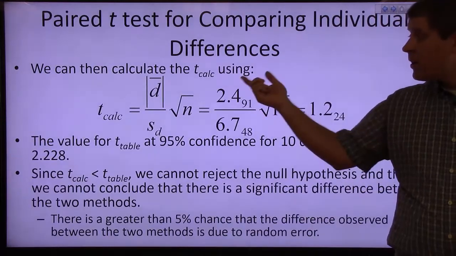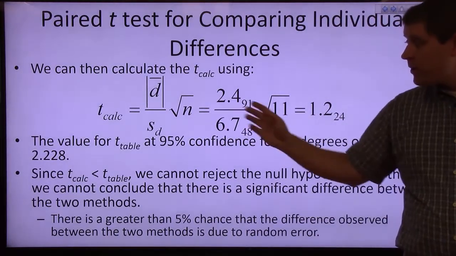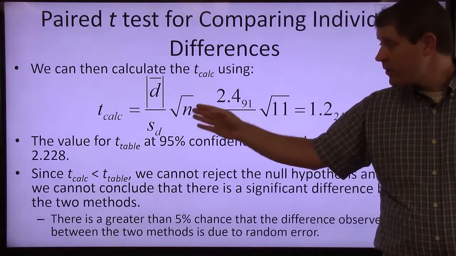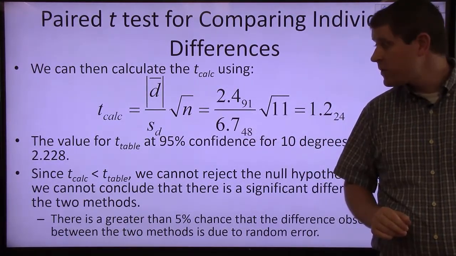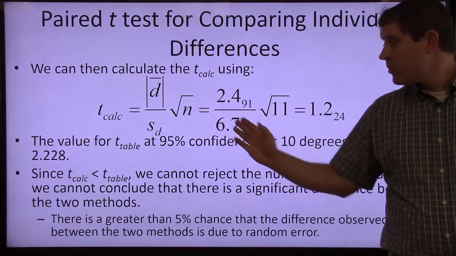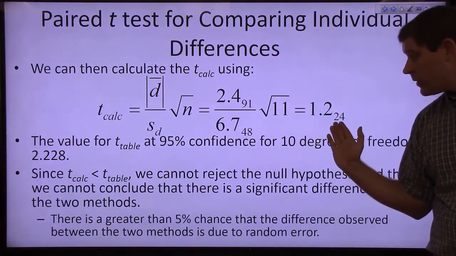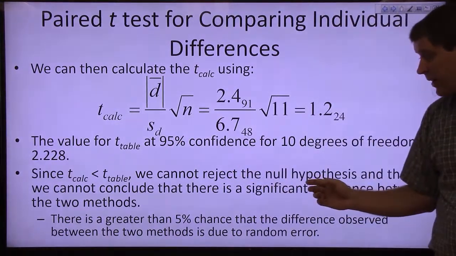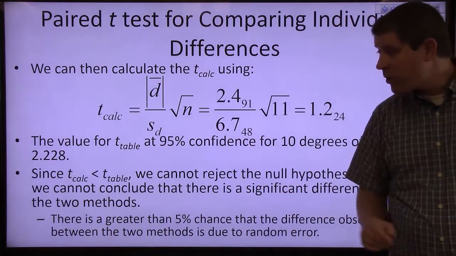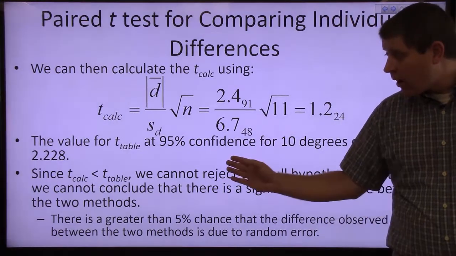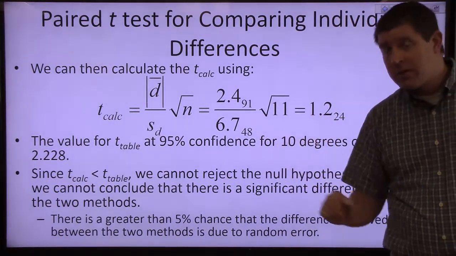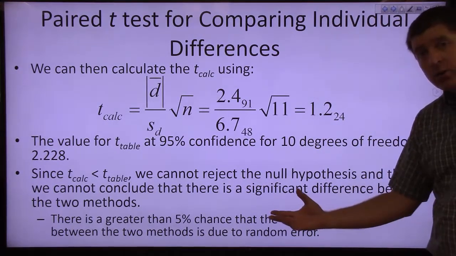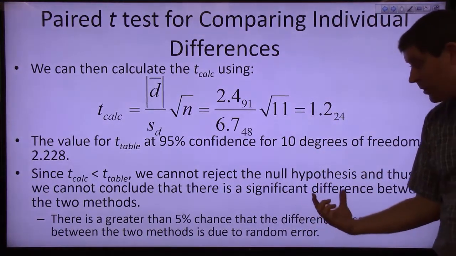We can then calculate our t value using this equation. So t calculated equals the absolute value of the difference divided by the standard deviation of our differences times the square root of n, which in this case then gives us 1.224. Now the value for t from our table at 95% confidence for 10 degrees of freedom is 2.228. And since our t value here is less than the t value from the table, we cannot reject the null hypothesis, and thus we cannot conclude that there is a significant difference between the two methods.